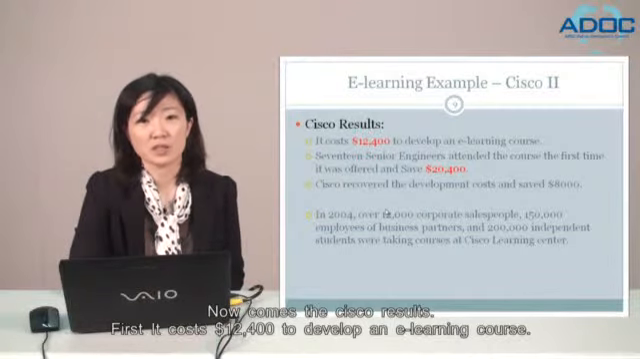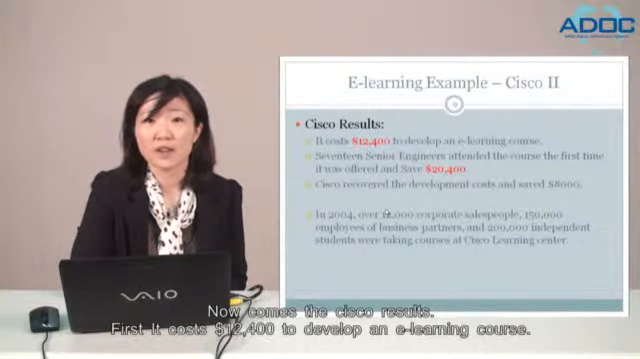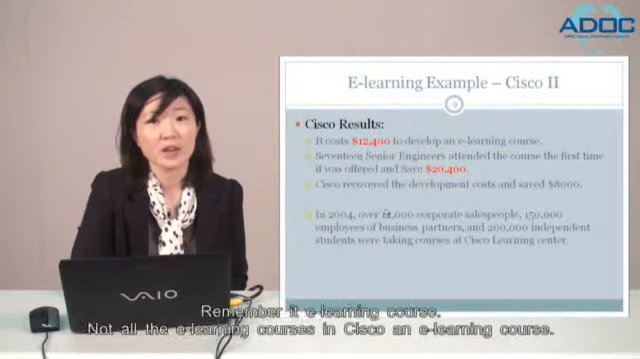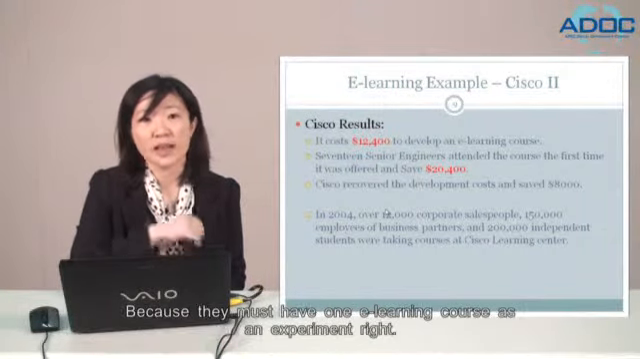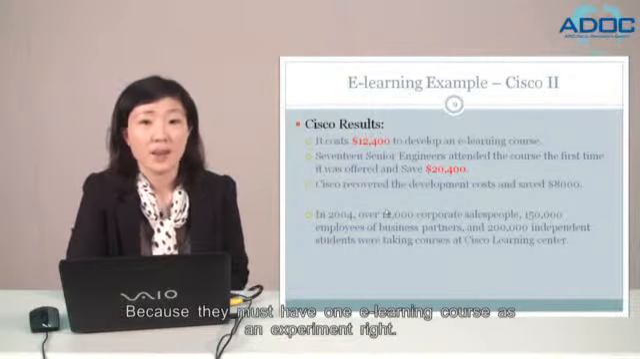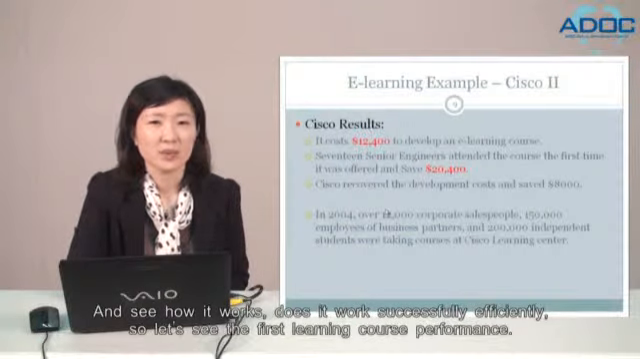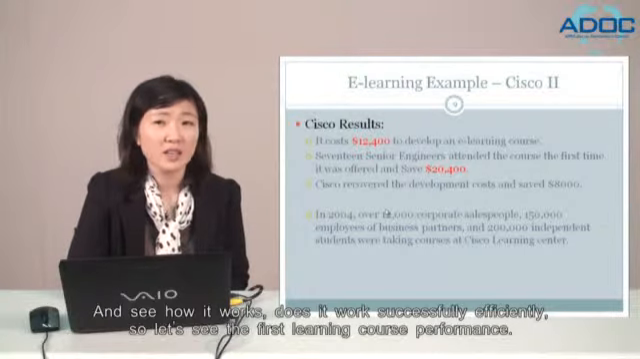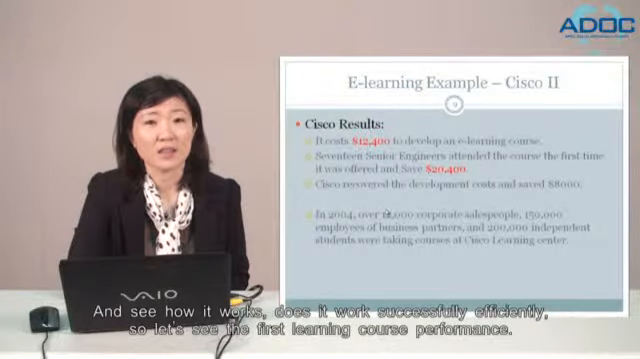First, it costs $12,400 to develop an e-learning course. Remember, it's one e-learning course, not all the e-learning courses of Cisco. It's one course because they must have one e-learning course as an experiment, right? And see how it works. Does it work successfully, efficiently? So let's see the first learning course performance.